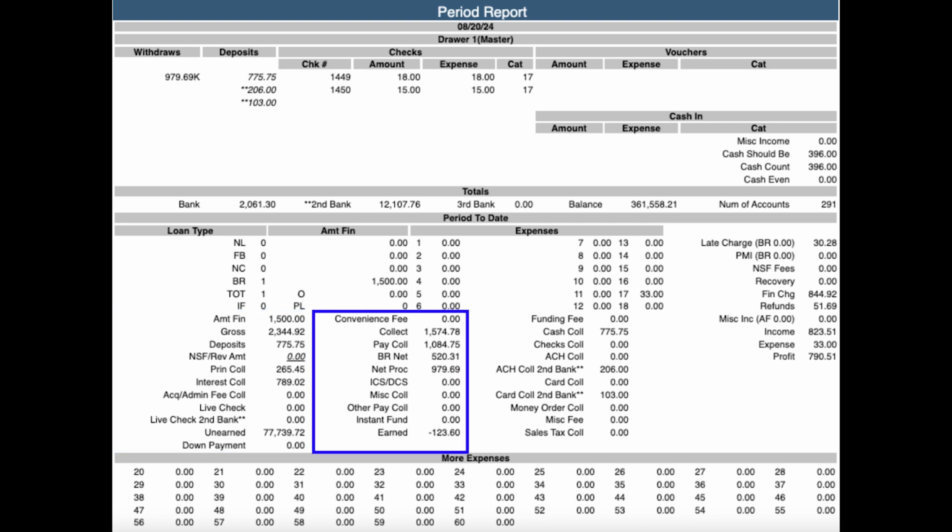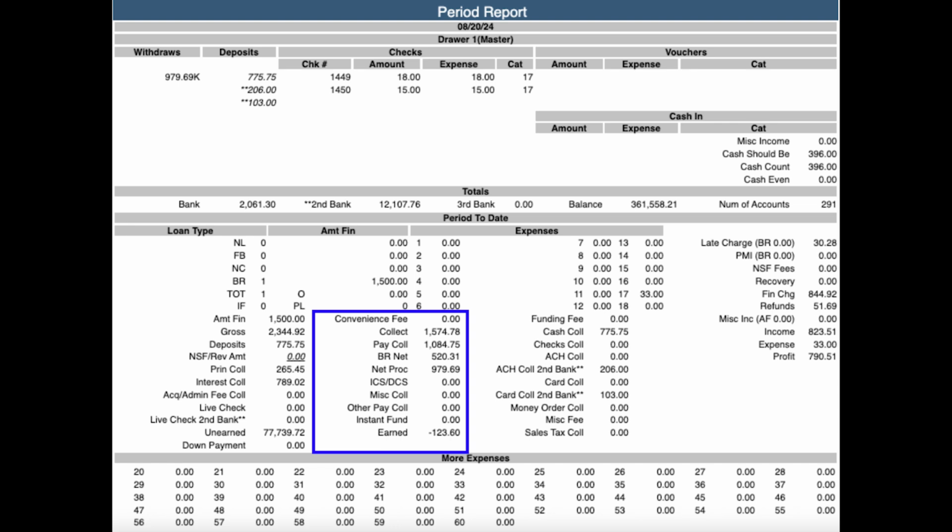Column 2, convenience fee: fees charged to customers for card processing not at the branch, a convenience fee for not having to come and pay at the branch. Collect: please refer to the formula in the documentation. Pay collect: total of all forms of payment like cash, checks, ACH, cards, money orders, and other for that accounting period. BR: net balance of the old loan that must be paid off to perform the borrower's renewal, refinance. Please refer to the formula in the documentation.